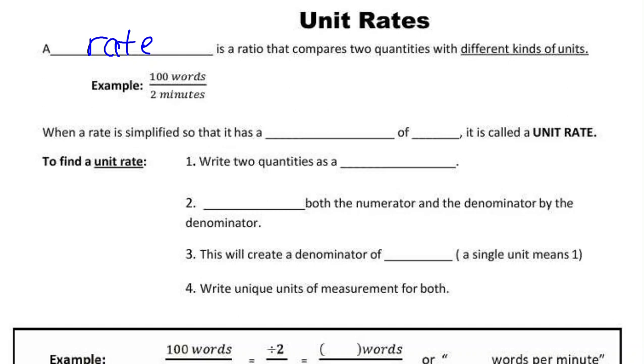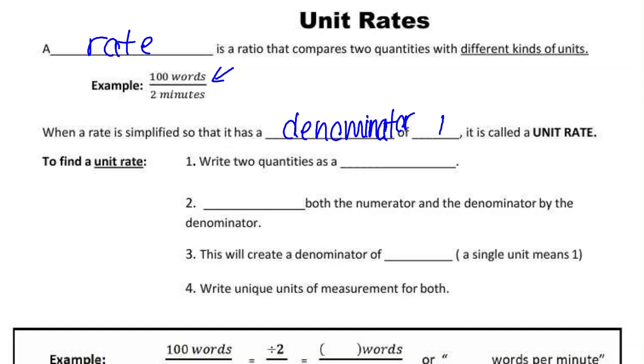Now, I'm not saying 100 words per minute or 100 words per 2 minutes plus 5 extras. I'm just straight up saying 100 words for every 2 minutes that I type. So the special thing about rates is when they're simplified so that it has a denominator of 1, it is called a unit rate. So when they talk about a unit rate, a unit is talking about for every one.